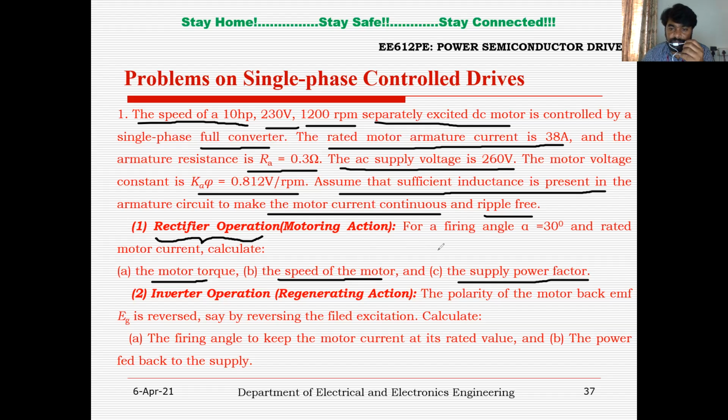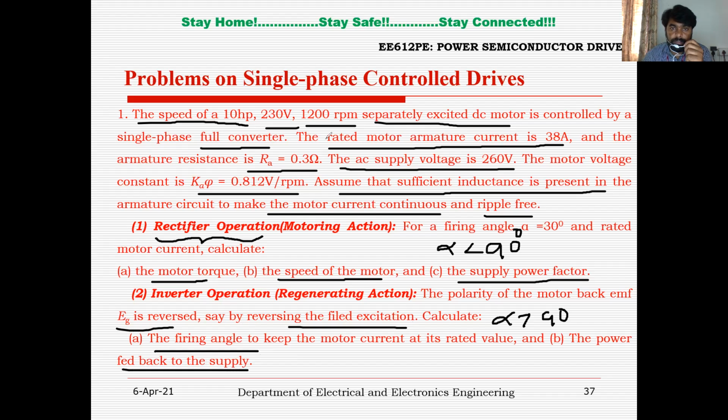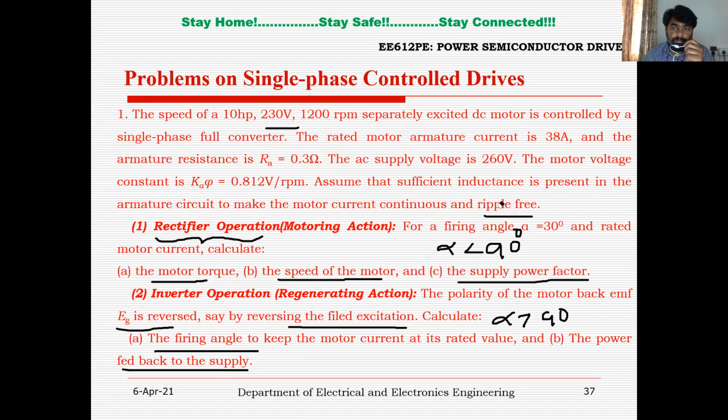So as I discussed in the last video, when alpha is less than 90 degrees, the converter will behave like a rectifier, converting AC power into DC power, right? And when alpha is more than 90 degrees, the converter will work like an inverter, and the machine will behave with regenerative action, right? And in inverter operation, the polarity of the motor back EMF is reversed by reversing the field excitation. So that back EMF will be reversed here. Then we need to calculate the firing angle as well as the power fed back to the supply, right? So let us solve one by one.